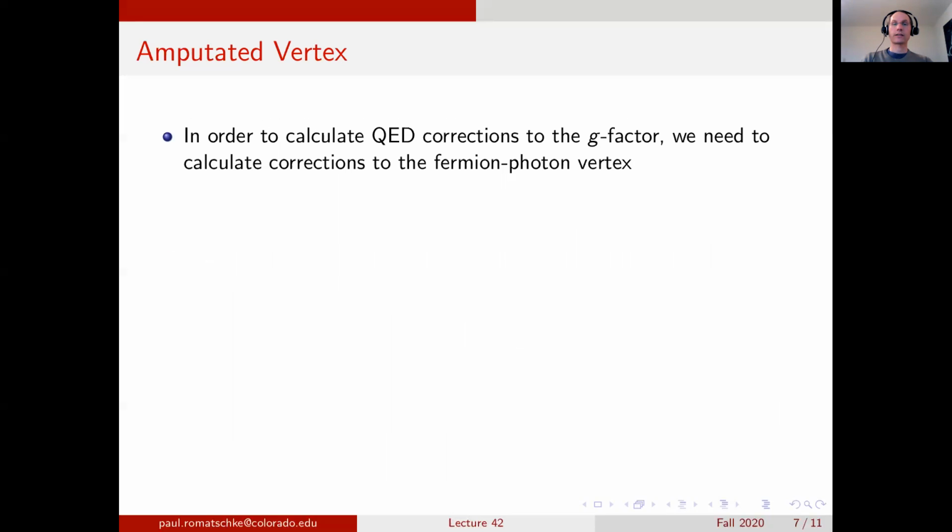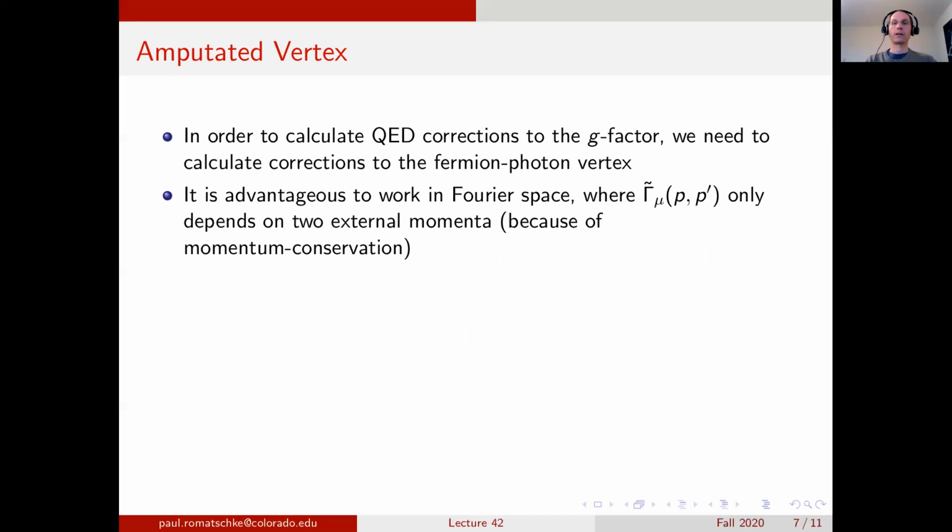So the upshot is that if we want to calculate the quantum field theory corrections to the Landé g factor, we need to calculate the corrections to the fermion photon vertex function. As we'll see, it will be advantageous to work in Fourier space, where the amputated vertex can be written as a function of two momenta, p and p prime, because of momentum conservation. So in principle, there are three momenta, but momentum conservation restricts the value of the third one. So we only write it in terms of two momenta, and we choose the two electron momenta to be the ones that we note down as p and p prime.